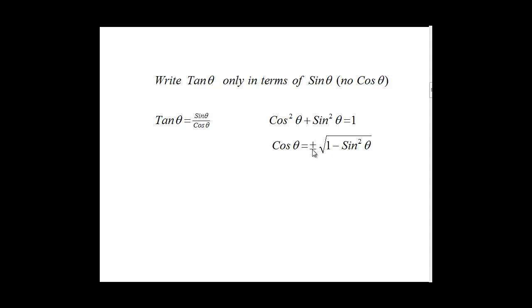The plus or minus depends on which quadrant you're in. So if you substitute that back for cosine, then your tangent is equal to sine divided by plus or minus the square root of 1 minus sine squared. And now we've written tangent using only sine theta, not cosine, because all that's left in there is sines.